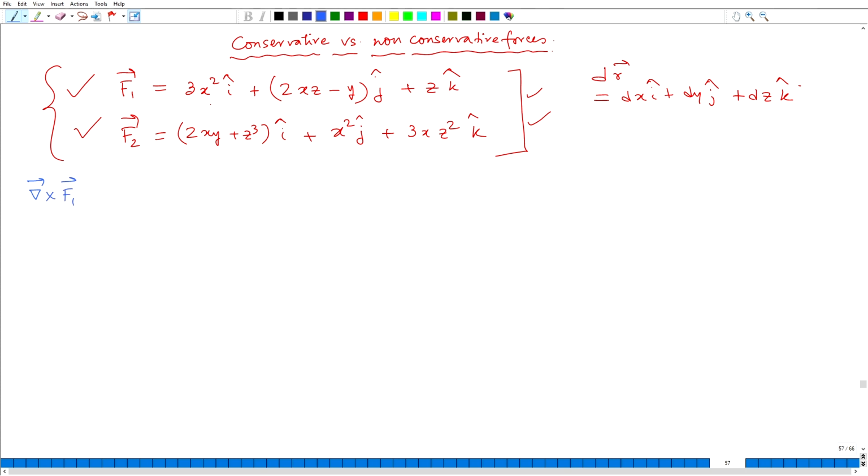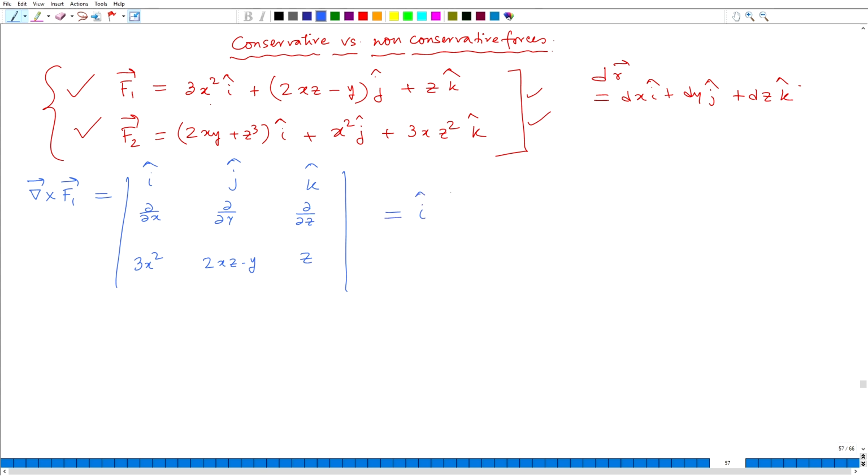So, if you do the curl of F1, you will see that this is i cap, j cap and k cap, and del/del x, del/del y and del/del z. Okay. So, I just write 3x square, 2xz minus y and finally z. Okay. What will be the curl?